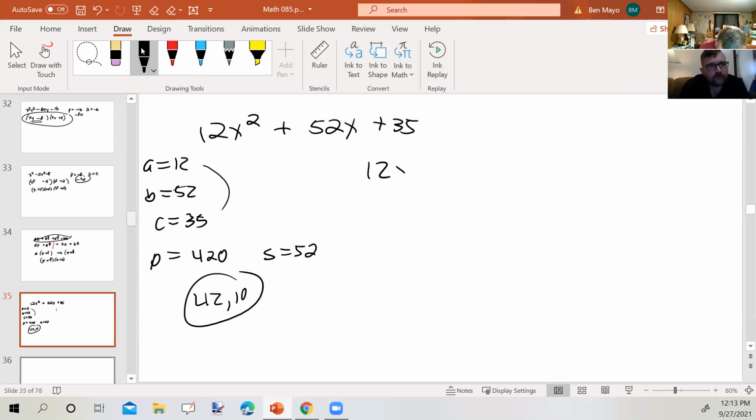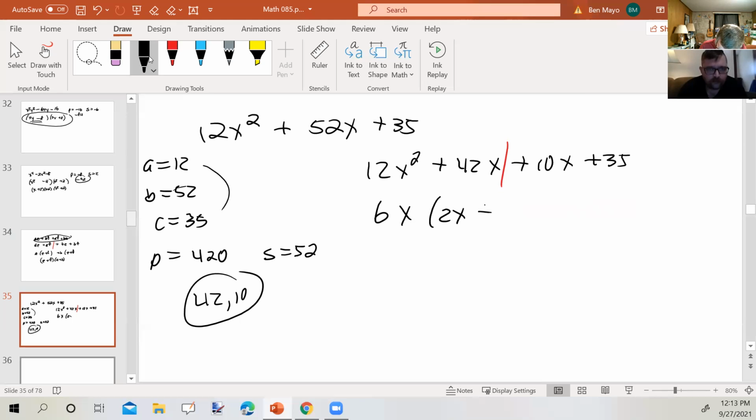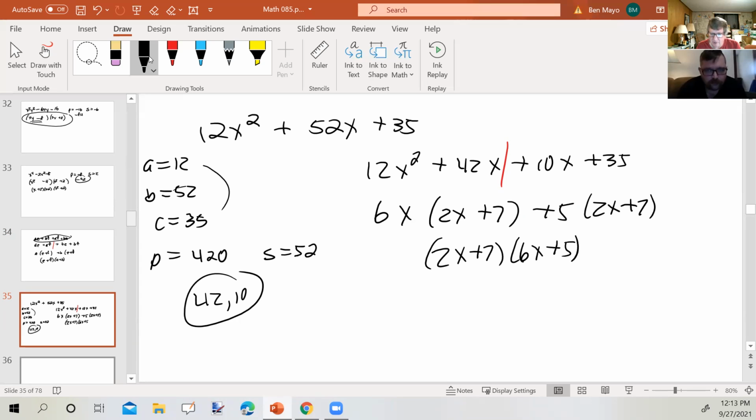So I've got 12x squared plus 42x plus 10x plus 35. Factor by grouping. Greatest common factor is going to be 6x. 2x plus 7. 2x plus 7 plus 5 outside. 2x plus 7. 6x plus 5. And you get that.